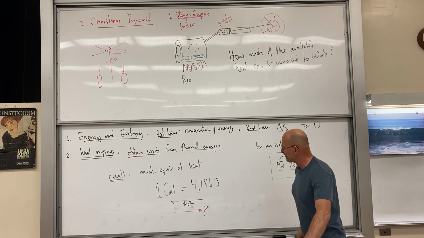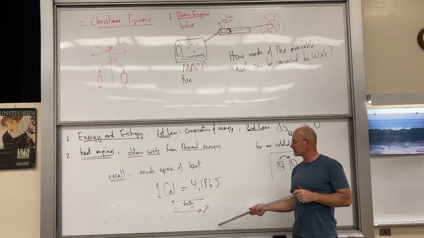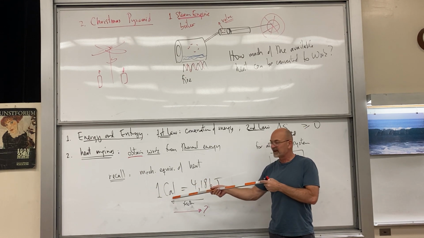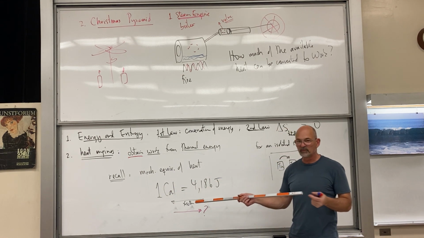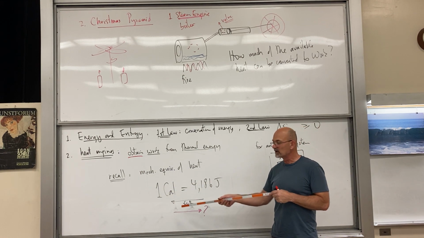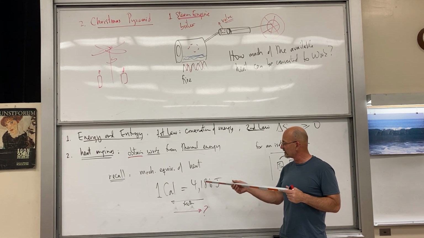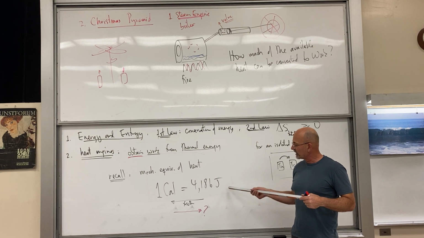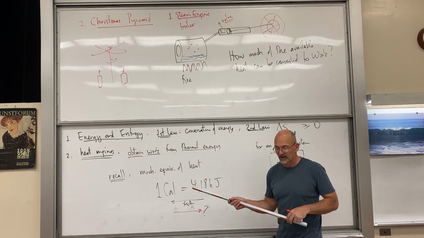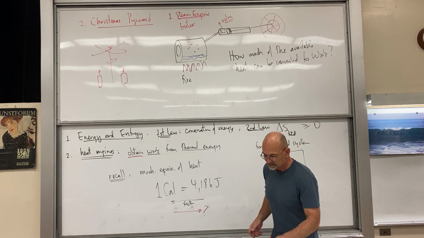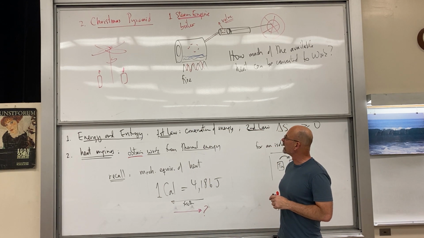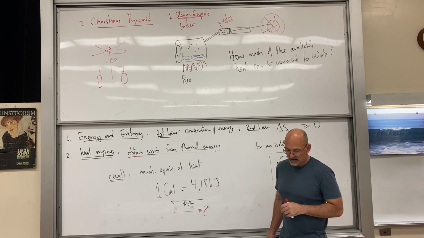So, we have 4186 joules for every kilocalorie. That could be fuel, that could be butter, that could be oil, that could be whatever. Okay, gasoline. How many of those can we turn into work? That's the question. Okay, I'm going to leave that until next time and set the whole thing up again.